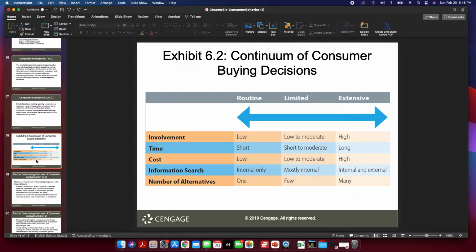Whereas on the other end, the extensive decision-making process usually has a product or service that has high involvement and a long time to research. It's very expensive. We're usually looking inside at our past experiences and asking for recommendations. And then also there are a lot of alternatives.